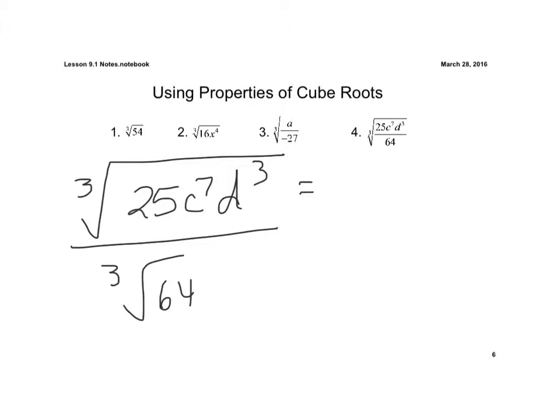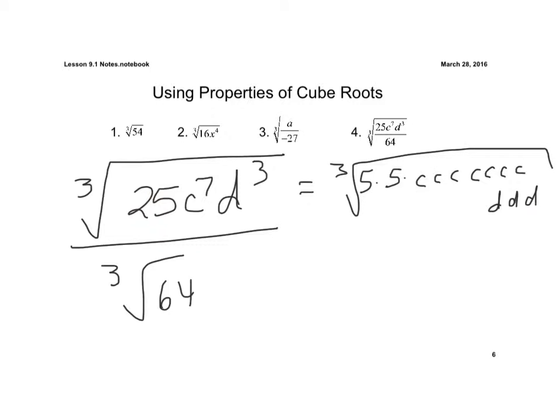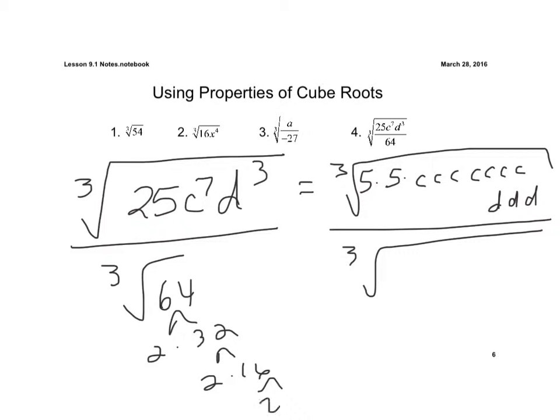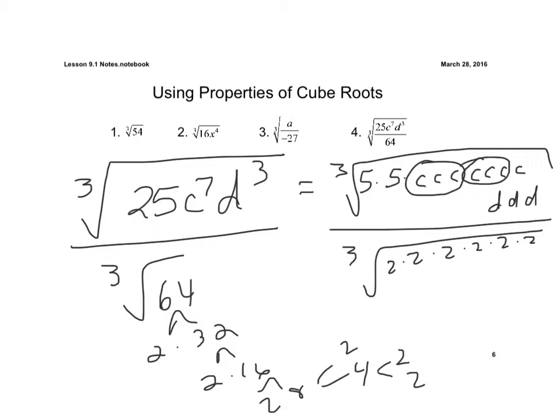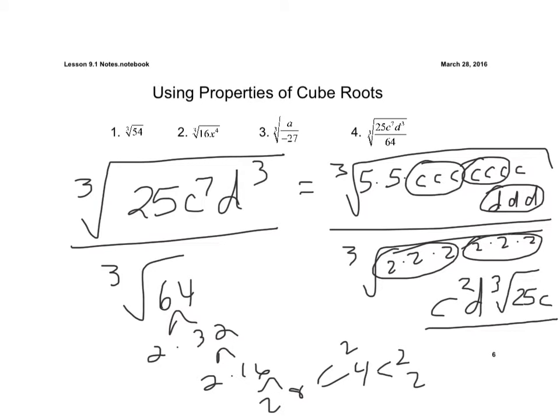Well, I'm going to do the factor tree first. So the top is 5 times 5, and then c, c, c, c, c, c, c. And I have a d and a d and a d. And again, that's all underneath the cube root. The bottom is 2 times 32, 2 times 16, 2 times 8, 2 times 4, and 2 times 2. So that's 2 times 2 times 2 times 2 times 2 times 2. And now we look for triples. So again, there's a triple, there's a triple, and there's a triple. So on the top, I'm going to have c to the second d times the cube root of 25c all over, there's a triple, and there's a triple. So that's a 2 and another 2, so that's a 4 on the outside. So there's my final answer.